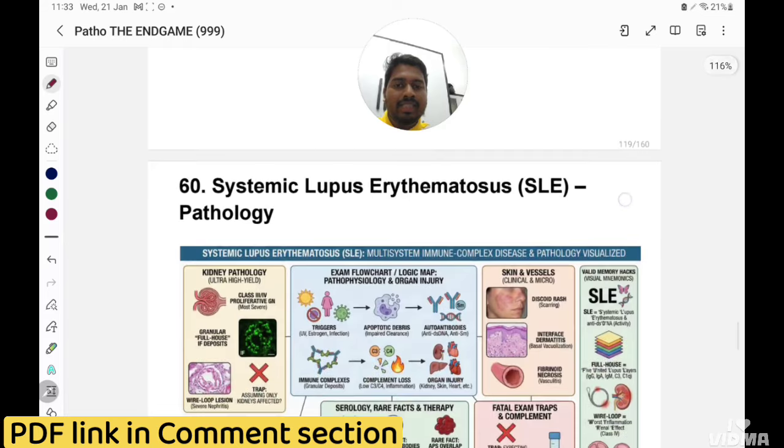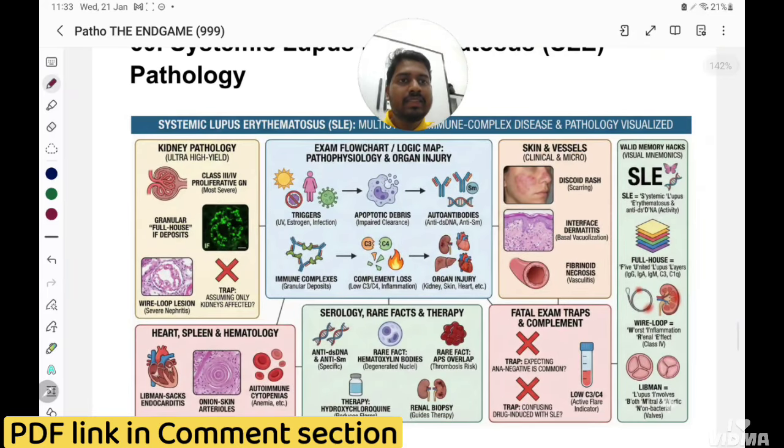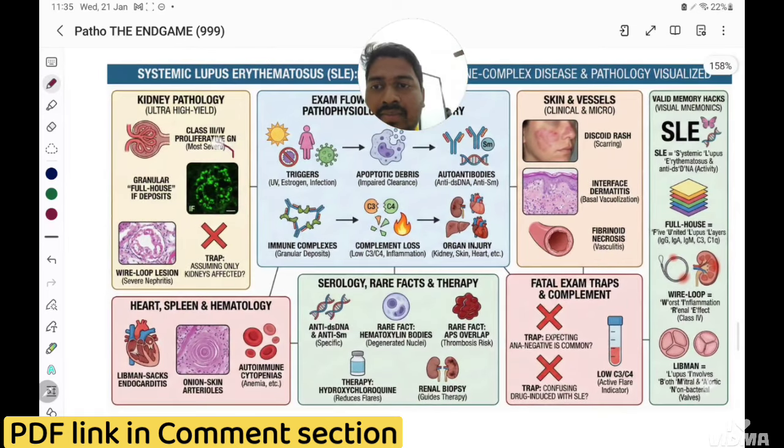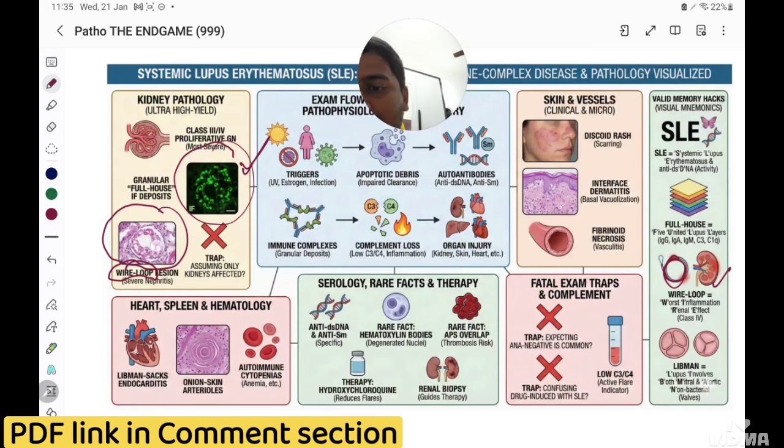Next, in SLE only, we'll see some more aspects specific to pathology. Most of the things are repeated again, except for what I was talking about: full house granular deposits on immunofluorescence, and on histology, normal histology with severe nephritis is seen as wire loop lesion. You can see this mnemonic given on the right-hand side, wire loop lesion. Wire loop lesion is seen in severe nephritis in case of SLE.